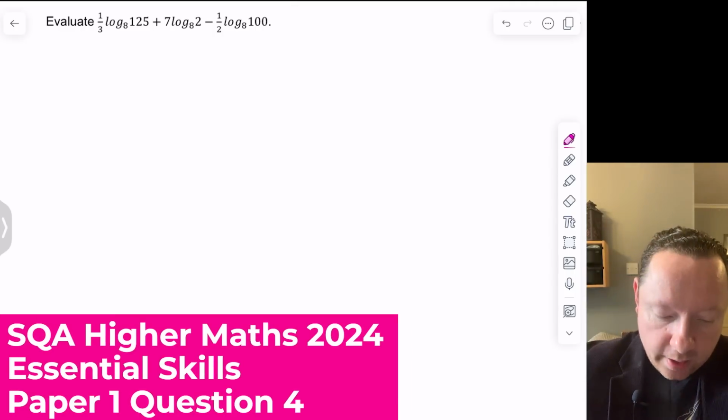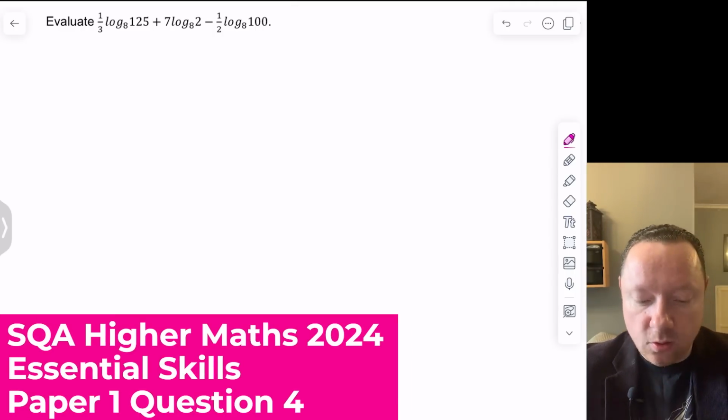Question 4. Evaluate a third log base 8 of 125 plus 7 log base 8 of 2 minus a half plus log base 8 of 100.